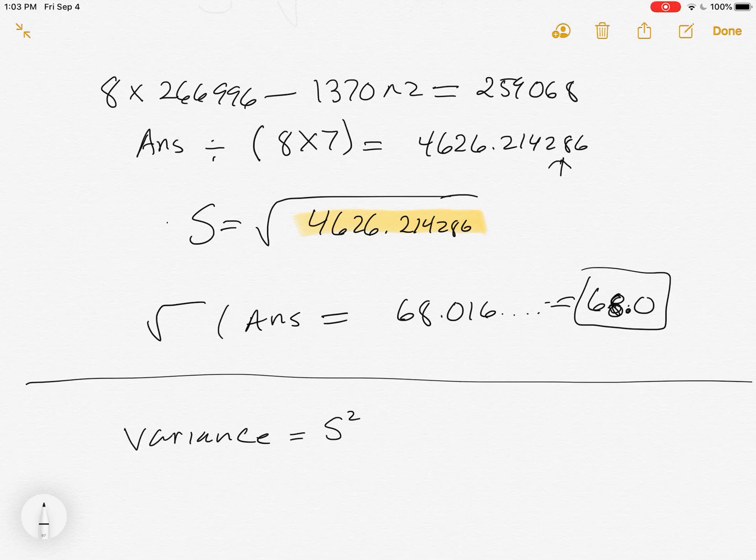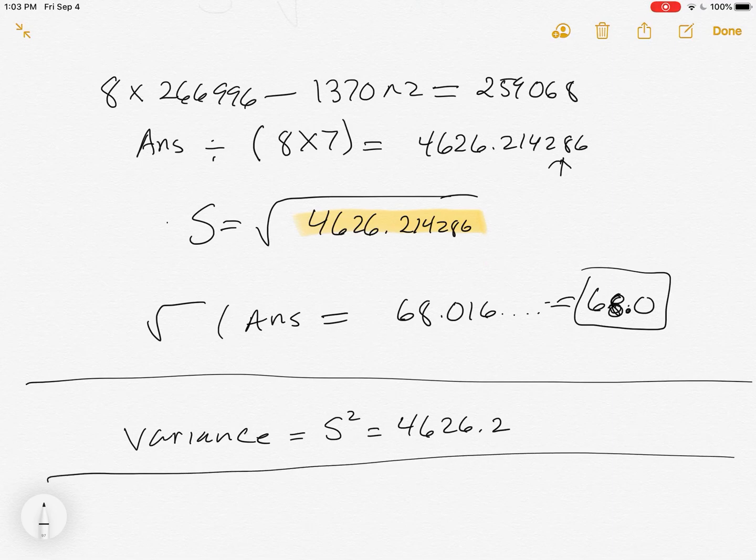But it's better to just write it down, because remember, we rounded that 68, so if we square it, we won't have the exact variance. But if we were lucky enough to have gone through the calculation, we can just name it as 4626, and remember, they're going to go out to the tenths, or the 1 decimal point beyond the original set of data.